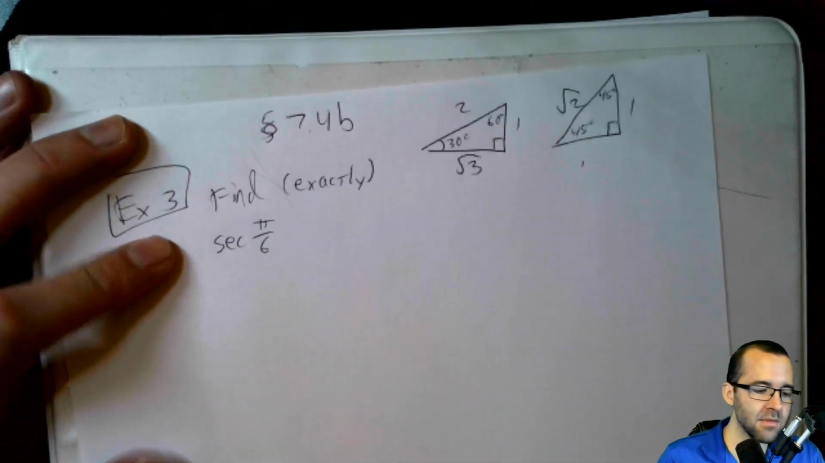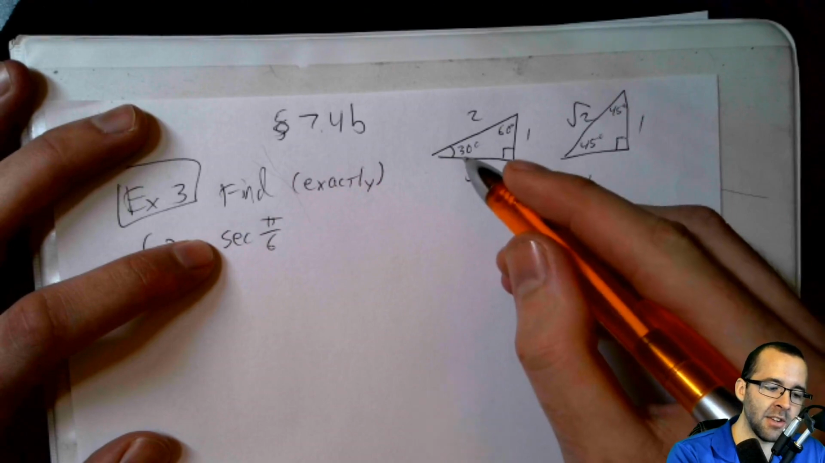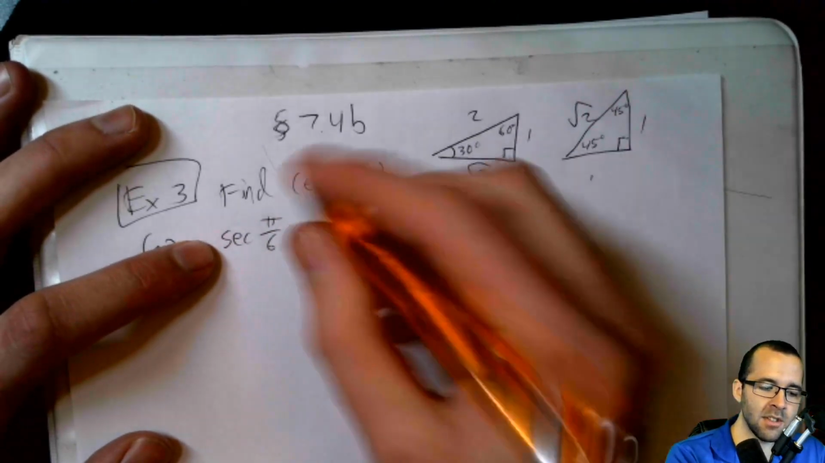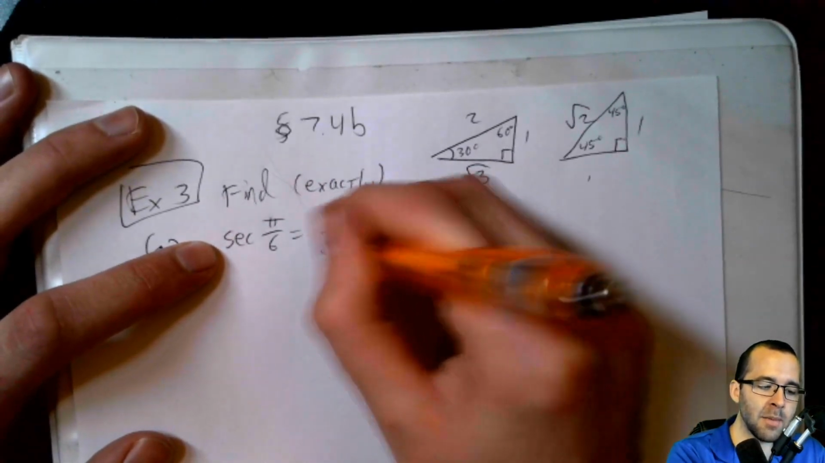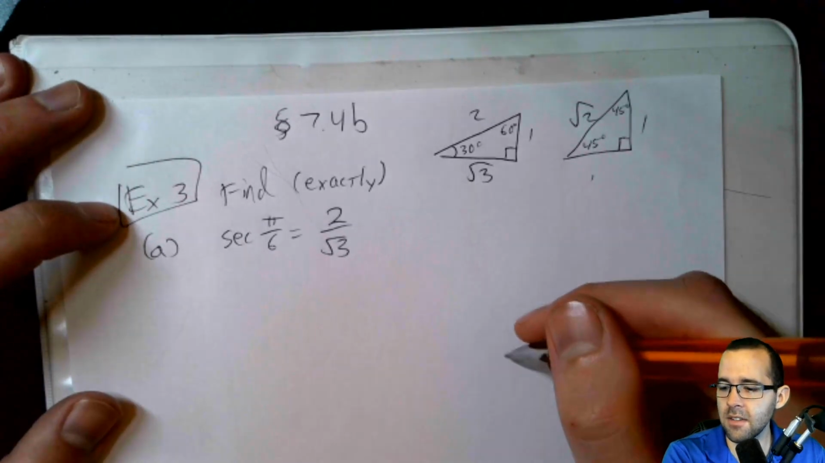All right. So pi over 6, right? That's 30 degrees. Secant's like cosine. Cosine would be root 3 over 2. Secant's the reciprocal of that, so it's just 2 divided by root 3. All right. So that's essentially all it is.